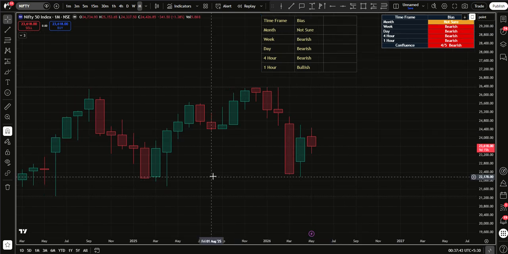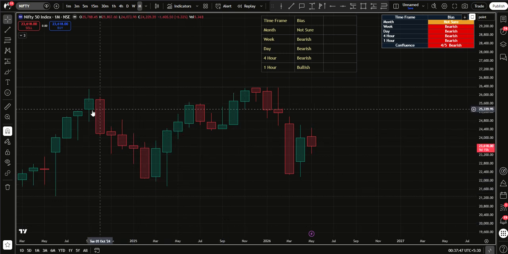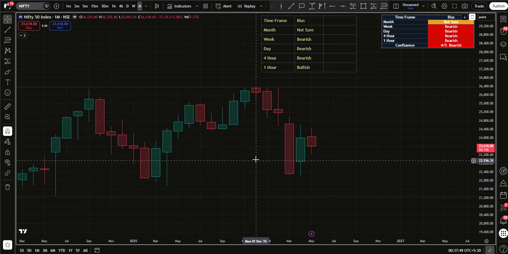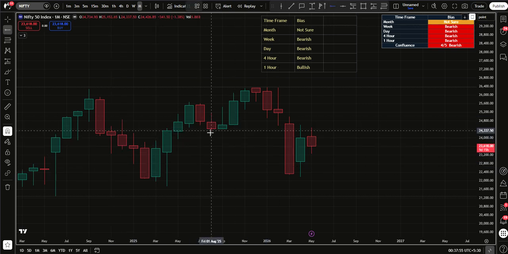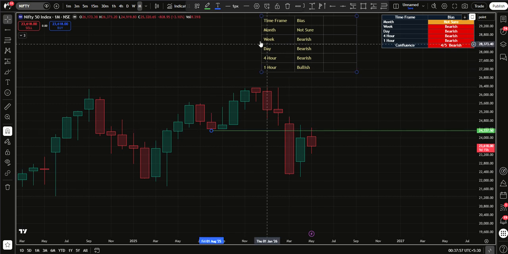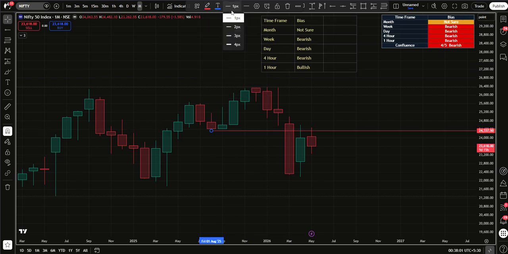Why do I not have a bias? Because for a bullish bias I need higher lows to be formed, and for a bearish bias I need lower highs to be formed. Neither of it exists in this chart right now. Where are the buyers and where are the sellers? Sellers are all right here. This is where the sell side liquidity is present.